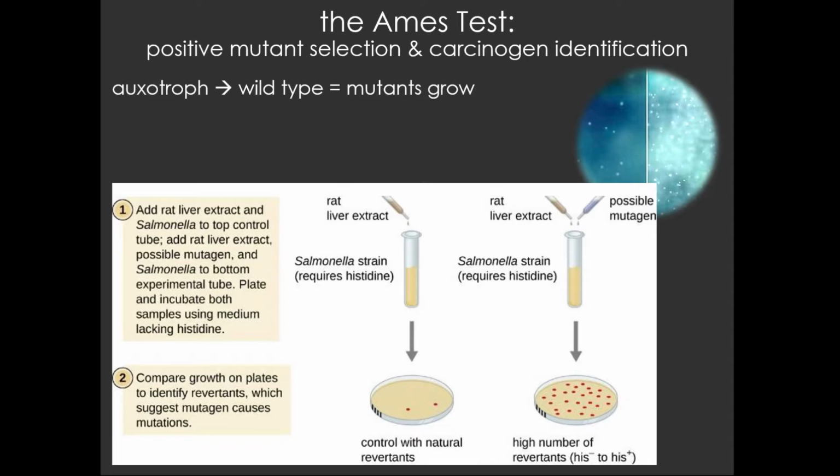So you add rat liver extract to both the control and the experimental tube so that you can see and confirm that the rat liver extract has no effect on the mutation rate of the Salmonella.